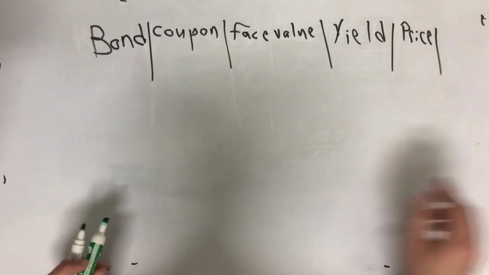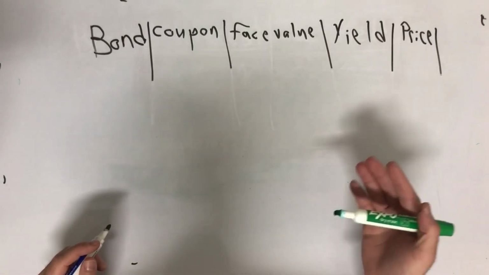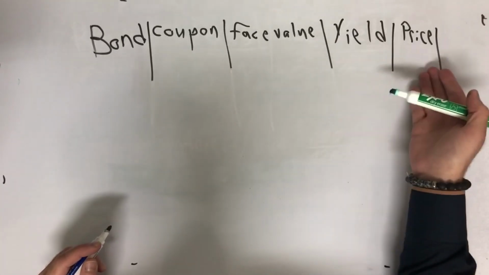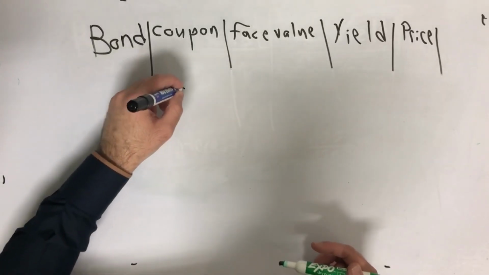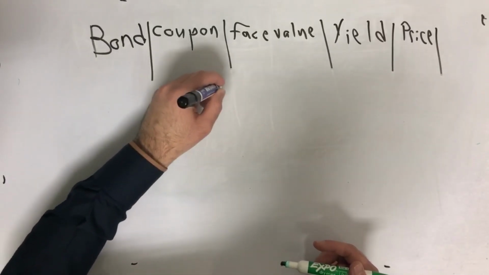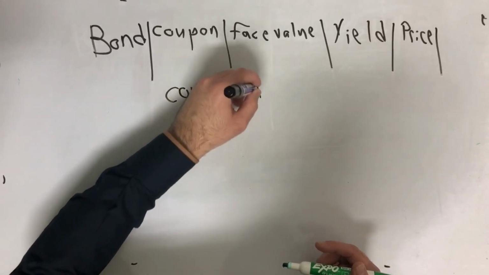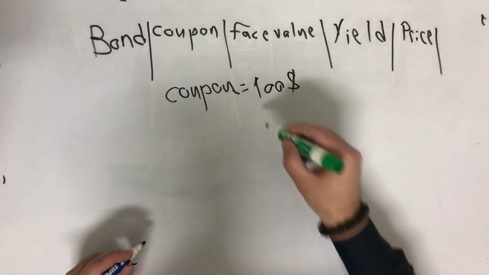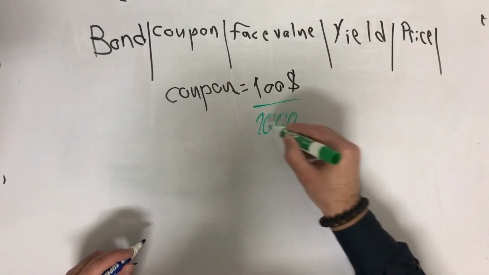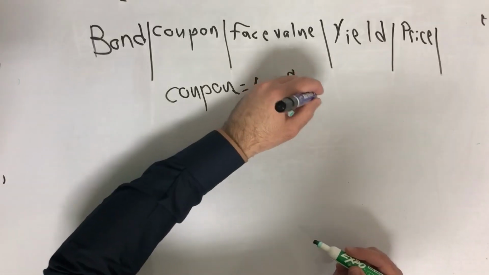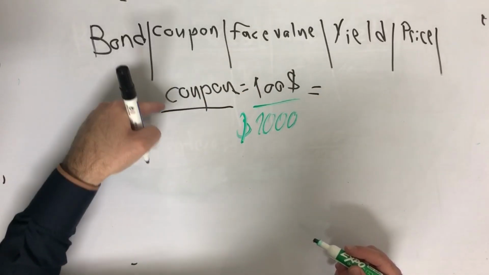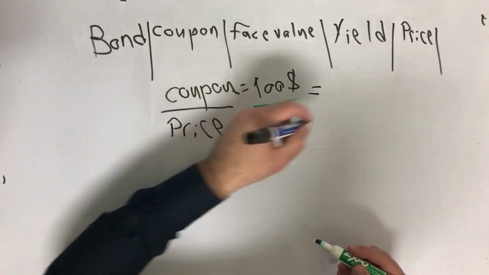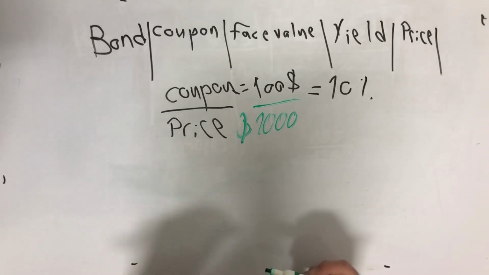An important dynamic that we should understand before continuing is how the prices, the coupons, and the yields are all connected. So if we're talking about a coupon, let's say we're talking about interest that is $100, and the price of the bond is $1,000, the yield would be the coupon over the price, right? The yield will be how much? 10%.